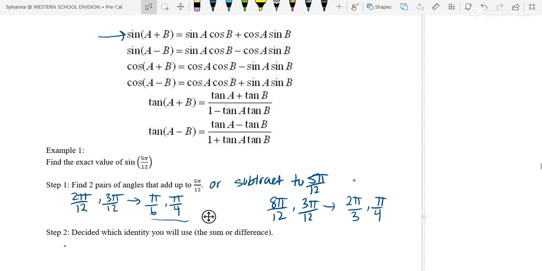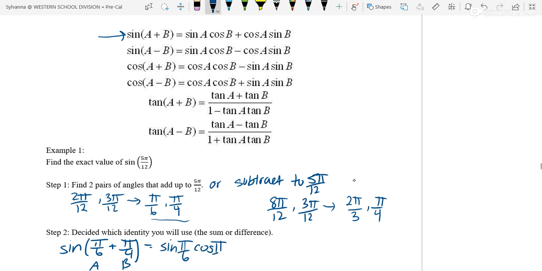So I'm going to use this, sine of pi over 6 plus pi over 4, and then I'm going to plug in these angles. This is my A angle, and that's my B angle. Every time I see A, I'm going to plug in pi over 6. If I see B, I'm going to plug in pi over 4. So sine of pi over 6, cos of pi over 4, plus cos of pi over 6, sine of pi over 4.